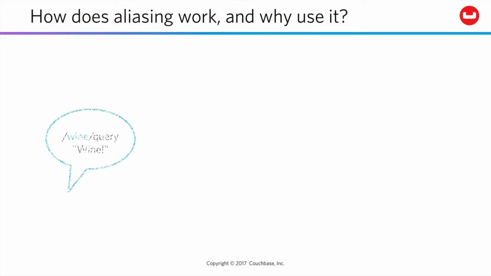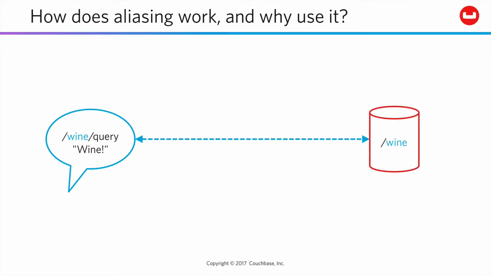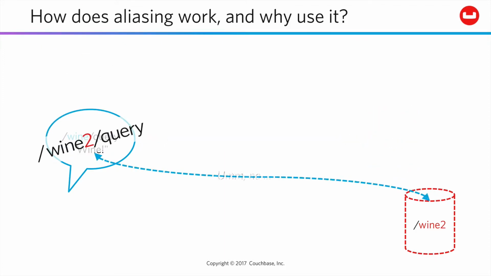So far, your searches have been sent directly to the endpoint of a specific index. You want to search for wine? Send your search to that index and get back your results. The problem is, what happens when you need to add new fields or change behavior in your index? Do you really want to have to update the endpoint URL in all your clients? I didn't think so.